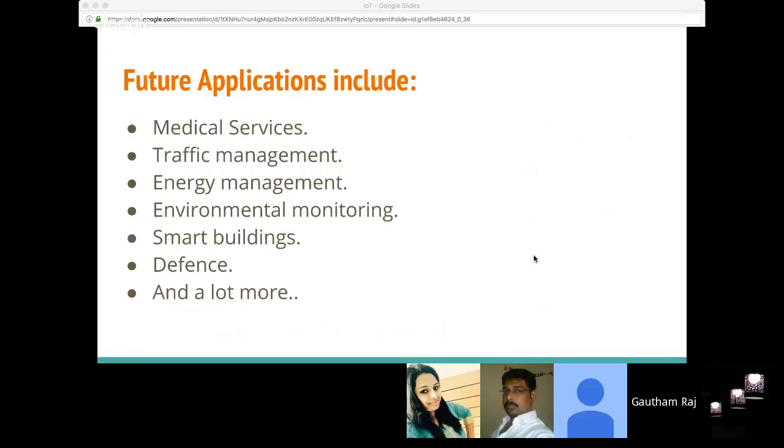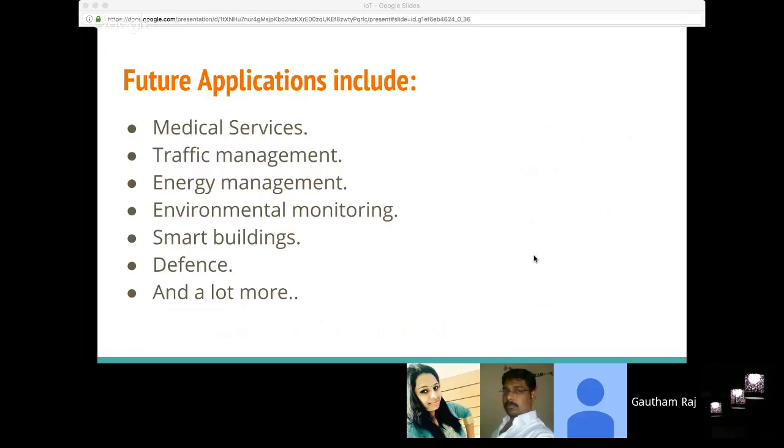And environmental monitoring. In today's world, we have humidity monitoring as well as temperature monitoring sensors everywhere. The satellites' work is actually that, but still we'll be able to get micro-level details using the sensors from here.